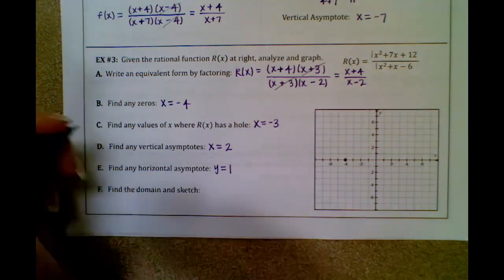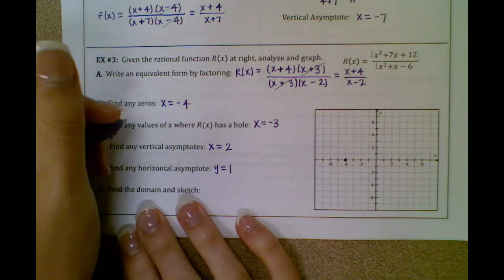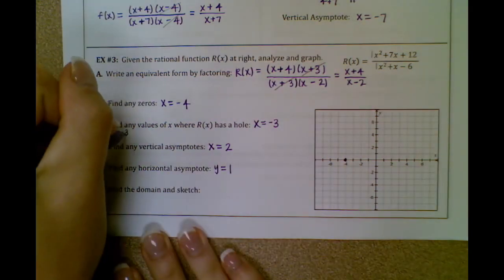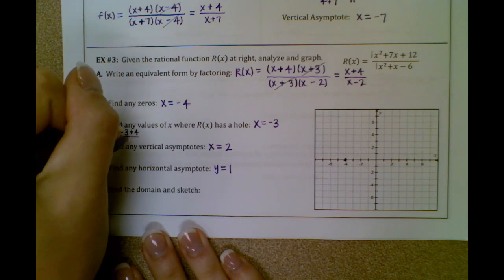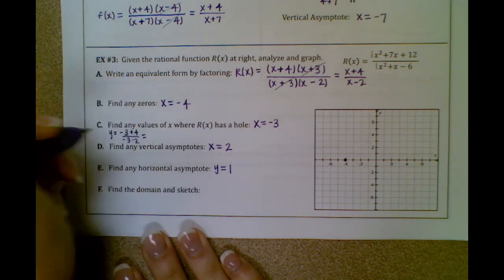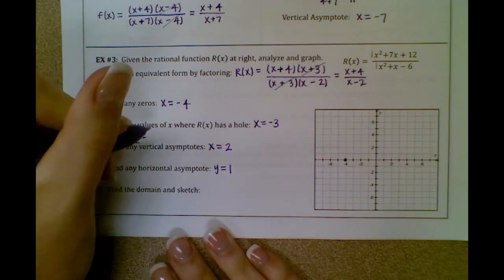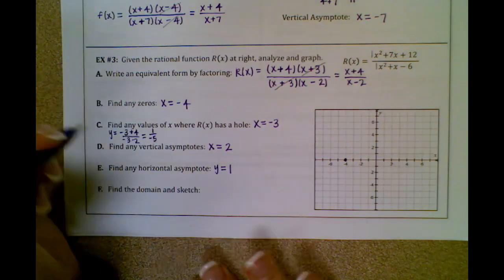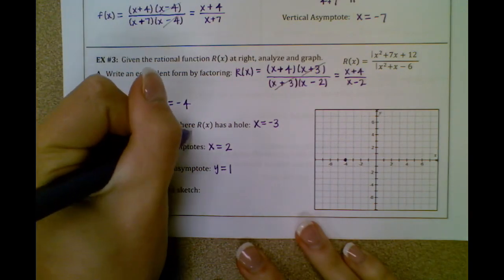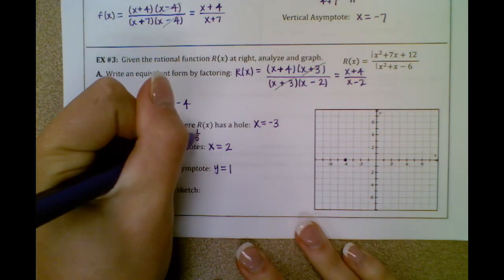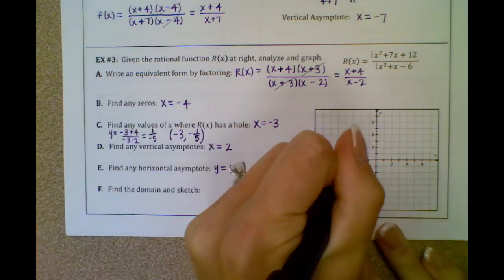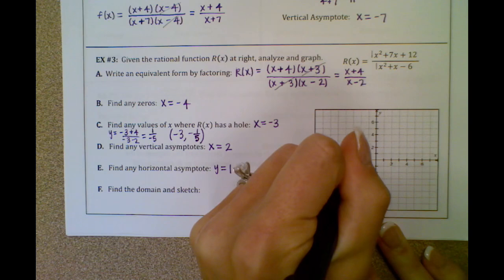So to find the y coordinate, I'm going to plug negative 3 into my simplified function for x. So negative 3 plus 4 over negative 3 minus 2. And I get 1 over negative 5. So that occurs at negative 3, negative 1/5. So negative 3, negative 1/5, it's going to be right there.